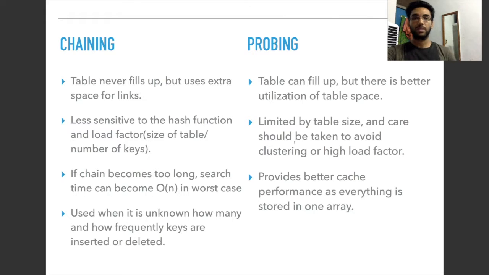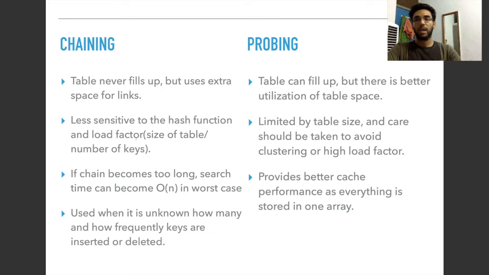Now I'll try to explain the difference between chaining and probing. In chaining, the entire table never fills up. Basically, at each cell, you're extending the table. In probing, however, the table can fill up. But there is better utilization of table space. In chaining, all the additional collisions are handled at the same cell by appending to the linked list that is present at the cell. In probing, the entire table can be filled up.